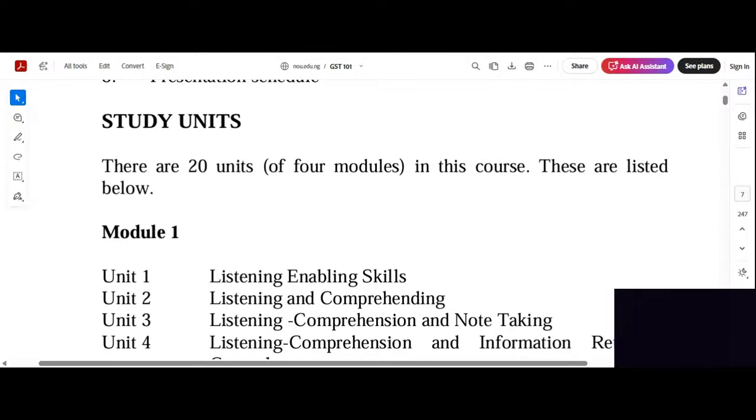This is GST 101, Use of English and Communication Skills, Part 1. This course is a continuous course. It has a continuation in your 100 level second semester, which is GST 102. The first part is this one you are doing now, GST 101. The second part will be GST 102.